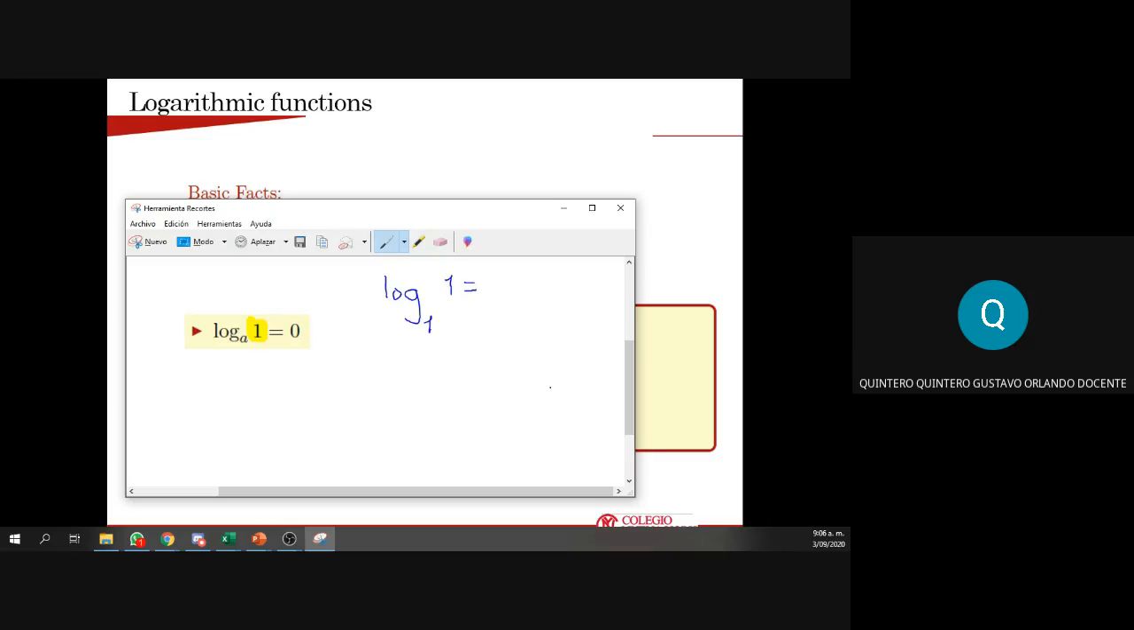This is a trick question. Don't say 0. Even though the big value is 1, this is a trick question. The answer is not possible because the base is 1.